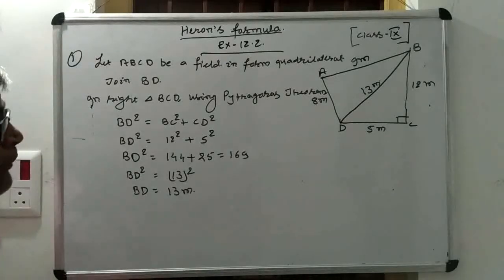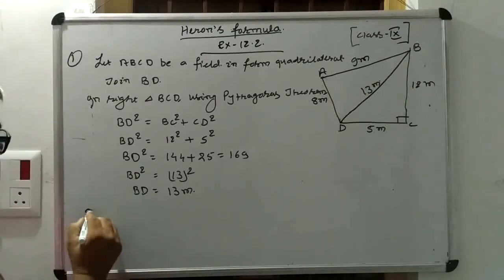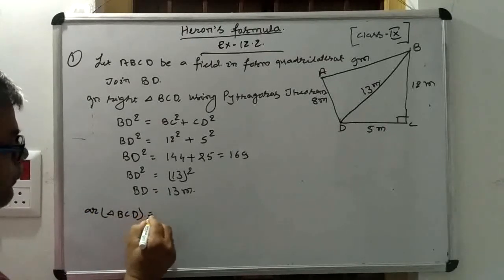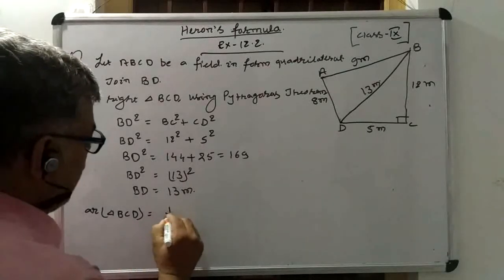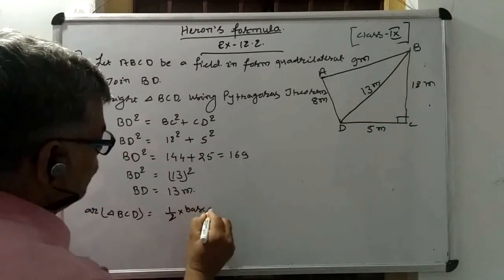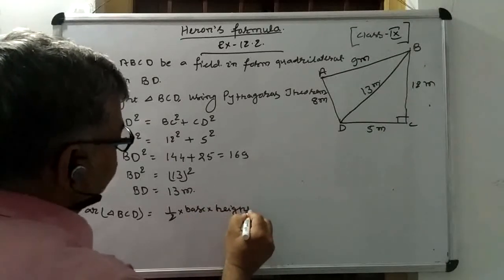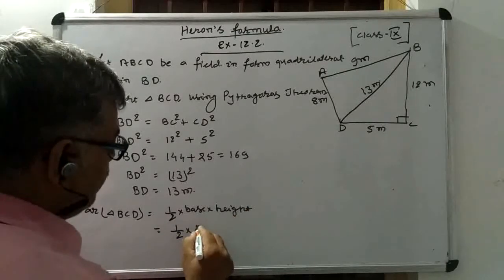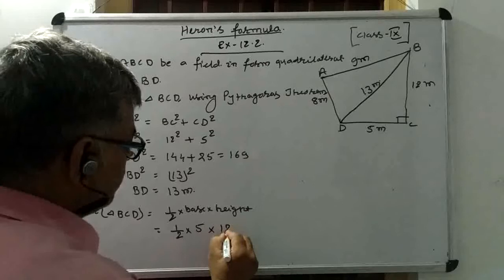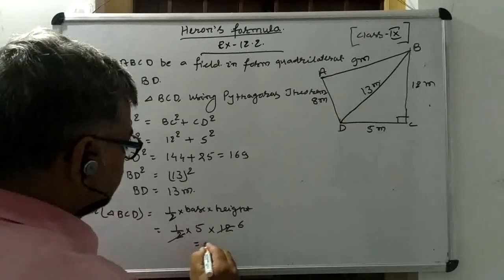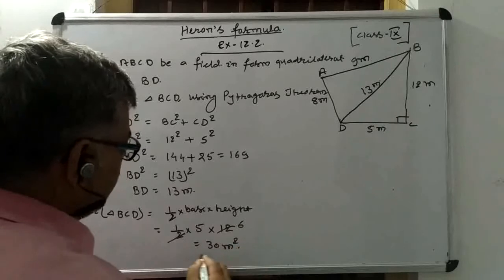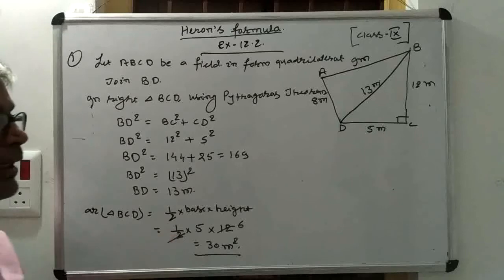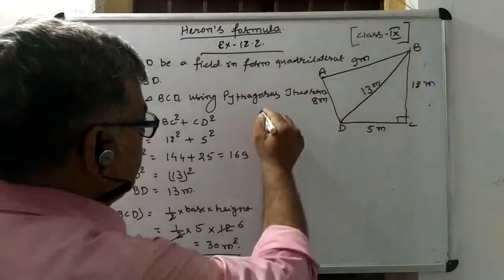So now we calculate the area of triangle BCD. We know that the area of a triangle is half into base into height. Simple formula. So by applying this, half, base is 5 and height is 12. 2 sixes are 12, that is 30 meter square is the area of triangle BCD. Now after calculating the area of this triangle, we come to triangle ABD.